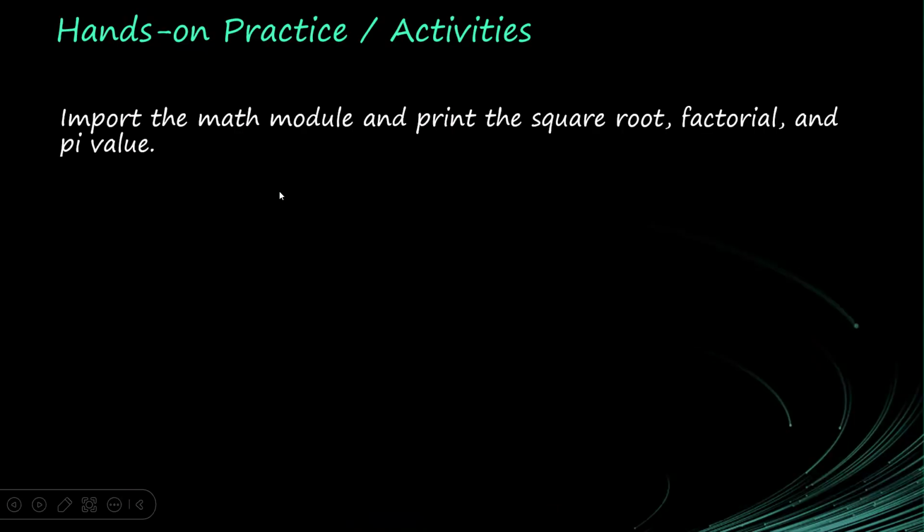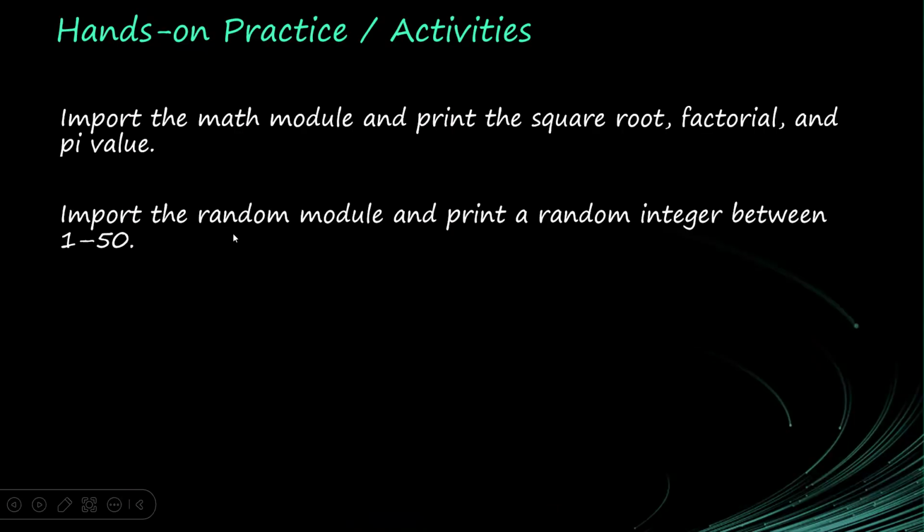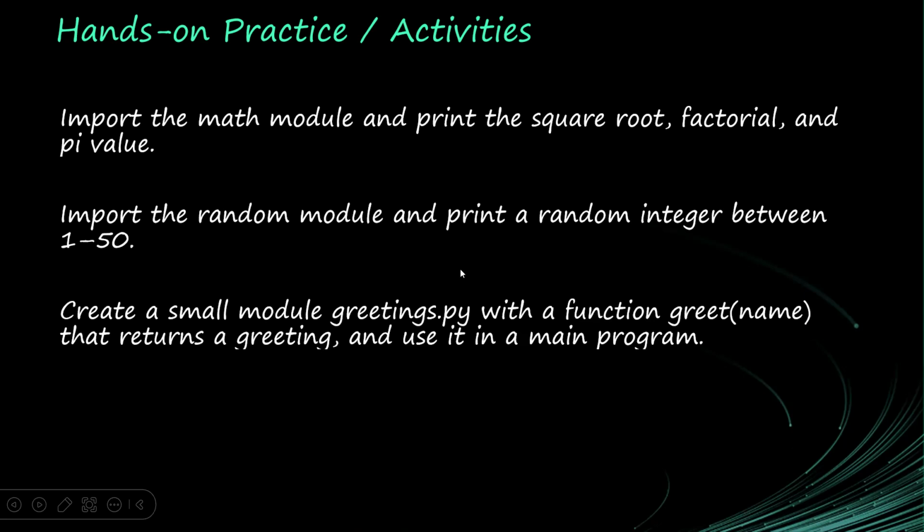You can also import the random module. So this is what I want you to do. Import the random module, print out all the methods, all the things that it has using the dir method, then generate a random integer between 1 to 50. Okay, you can also create your own module, greetings.py, with a function greet with a parameter name that returns a greeting and use it in a main. So I want you to practice this yourself.